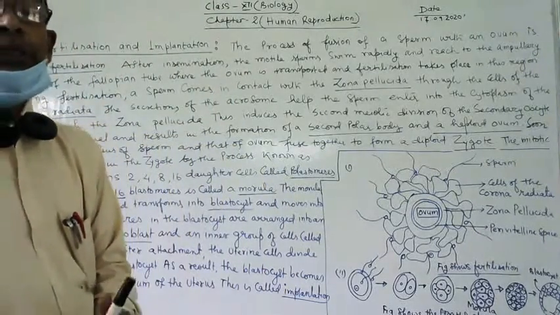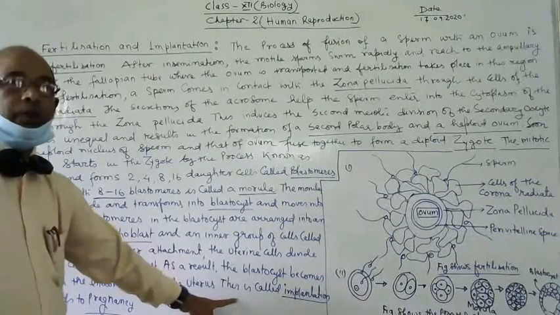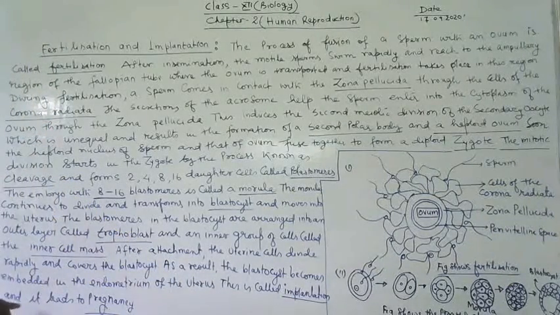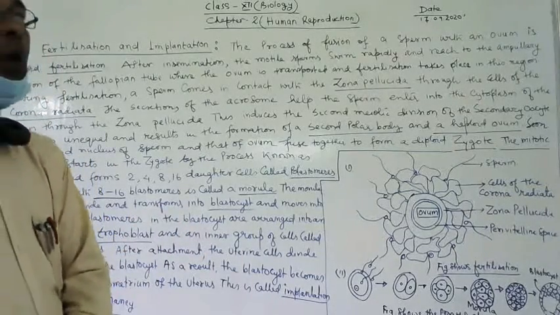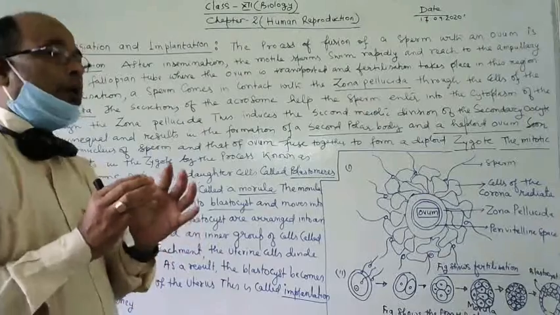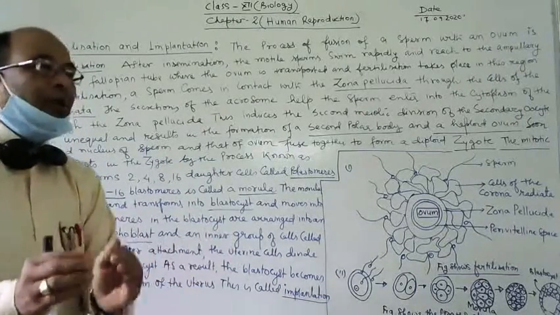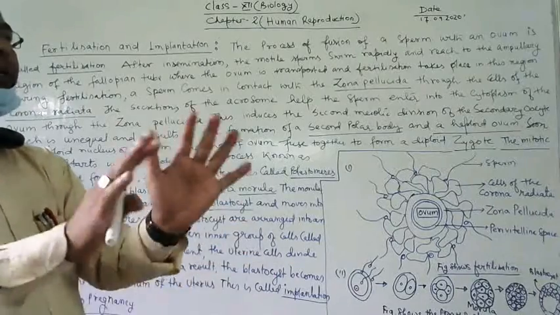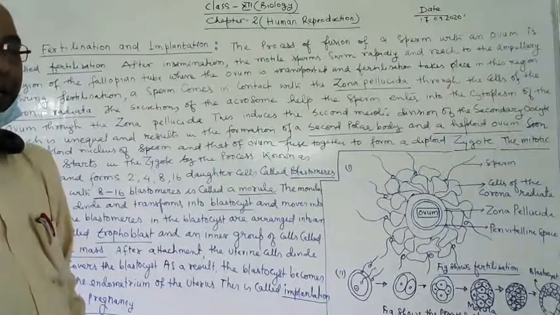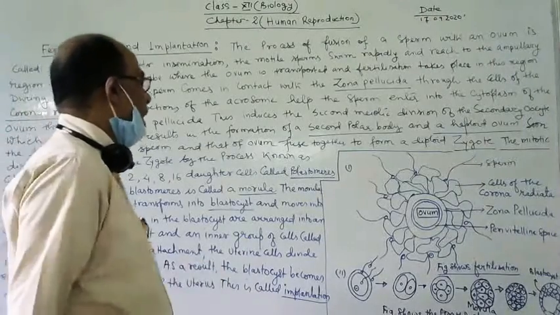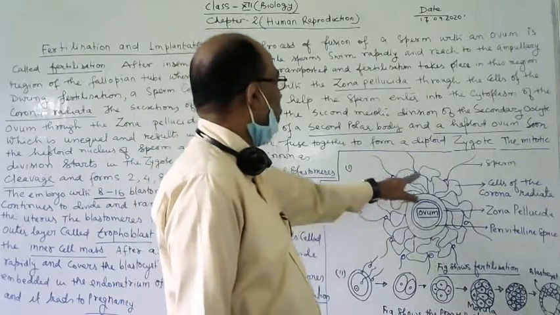When it is fully embedded inside the uterus, this process is known as what? Implantation. This process is known as implantation, and it leads to pregnancy. When the blastocyst has settled down, covered and embedded inside the uterus, this process leads to pregnancy. The lady is pregnant.